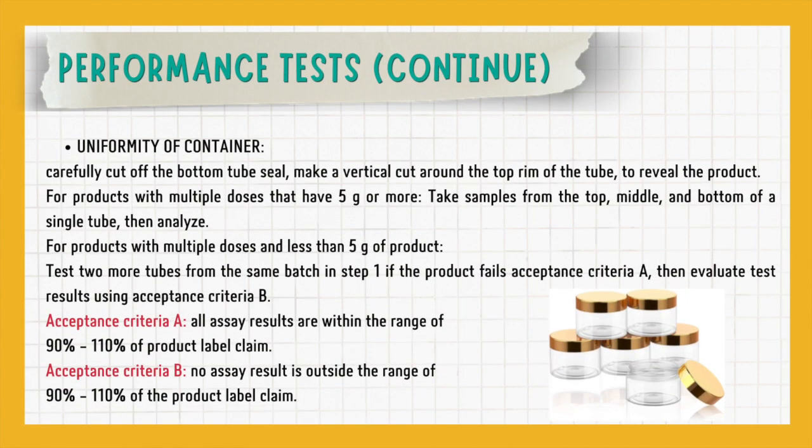Uniformity of container. For products with multiple doses that have 5 grams or more, take samples from the top, middle, and bottom of a single tube. For products with multiple doses and less than 5 grams of product, test 2 more tubes from the same batch. If the product fails acceptance criteria A, then evaluate test results using acceptance criteria B. Acceptance criteria A: all assay results are within the range of 90% to 110% of product label claim. Acceptance criteria B: no assay result is outside the range of 90% to 110% of the product label claim.